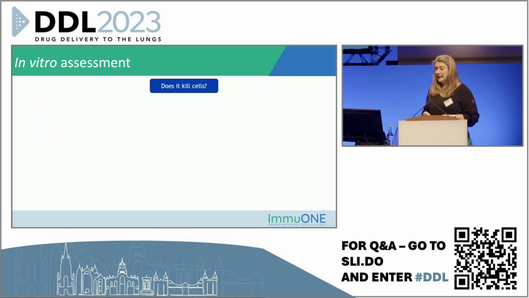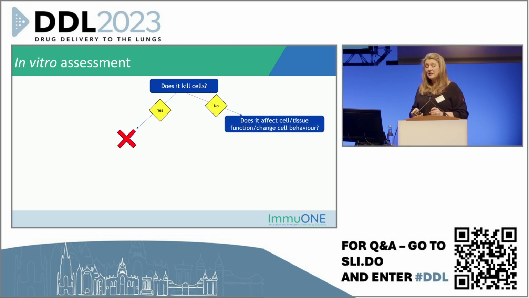So, moving on to the assessment. How do we assess? The normal question is, does it kill cells? Is it so toxic that we don't want to be breathing this in? If the answer is yes, it's probably a no-go. If it doesn't kill cells, great, but that doesn't necessarily mean it's safe. How does it affect tissue and cell behavior? Does the function change? There are lots of different functions we can look at, but if that's okay, that's great. It doesn't mean it's completely safe, but it means we've moved a bit further on.